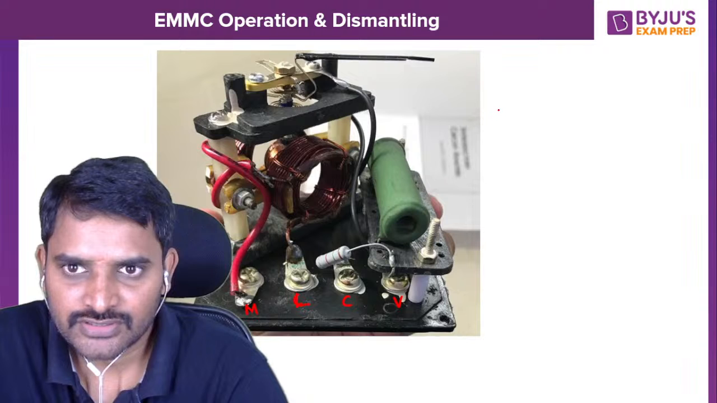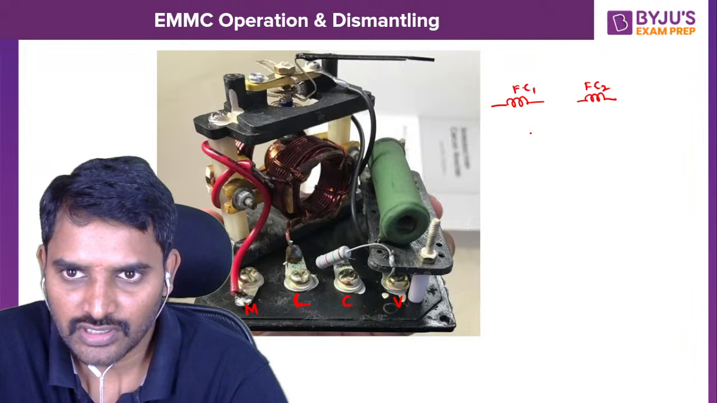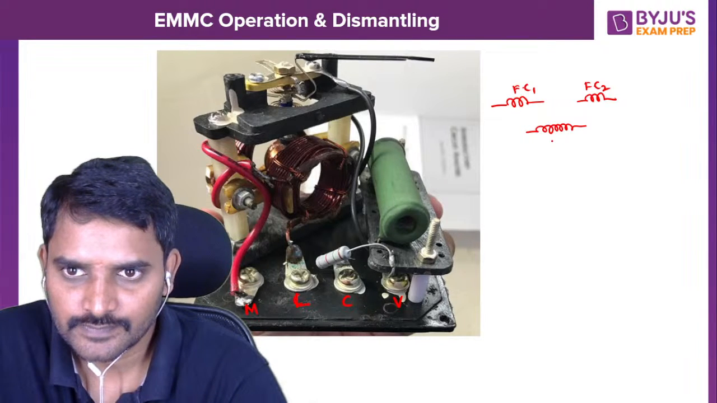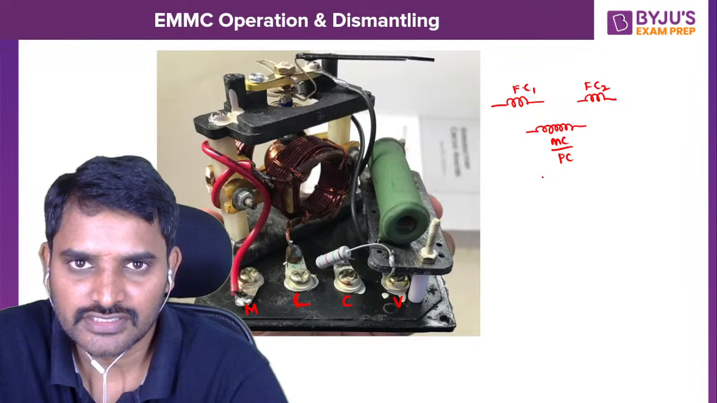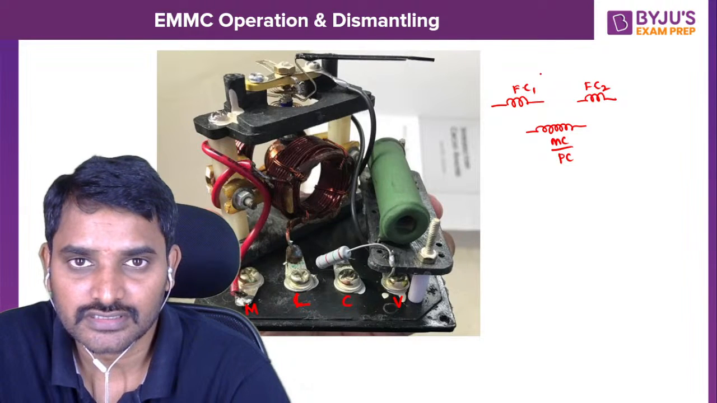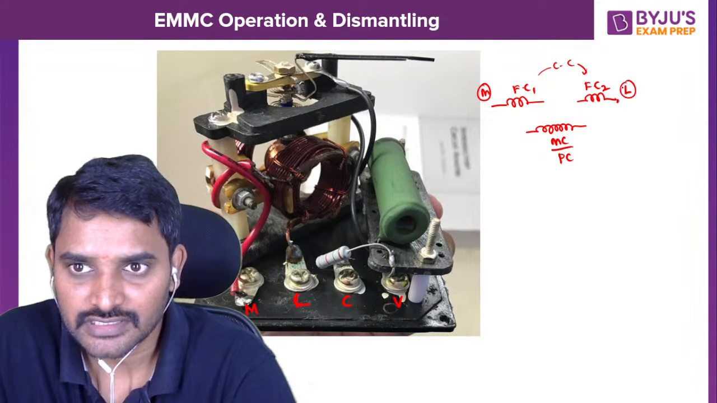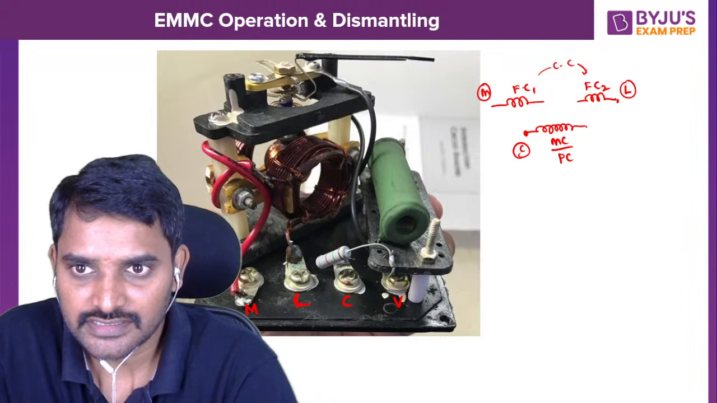So let me show you the connection diagram. This is the half of the fixed coil and this is the other half of the fixed coil, so FC1 and FC2, and in between them I have a moving coil. So let me show you the moving coil here. This is my moving coil. All right, the moving coil is useful to measure the voltage, and the fixed coil is useful to measure the current, so we can call them current coils. So here this is the M terminal and this is the L terminal. This is the C terminal and this is the V terminal.